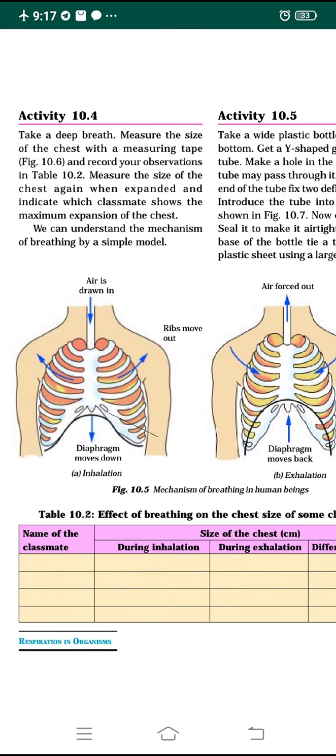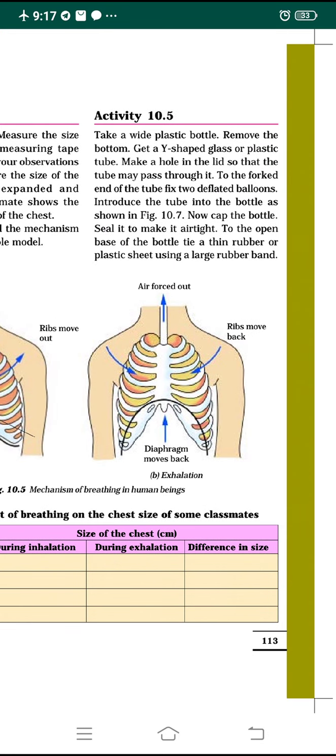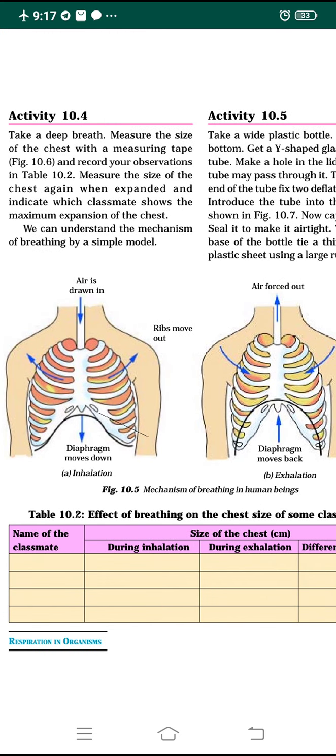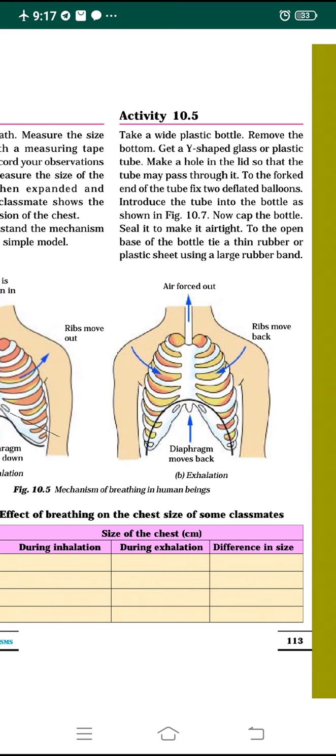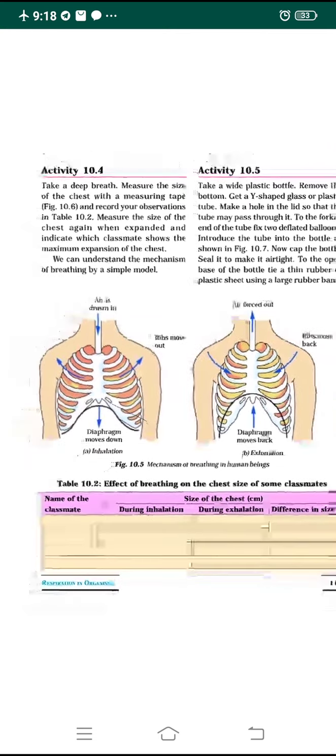As I explained, when we inhale, the air is drawn inside, the ribs move outwards and upwards, and the diaphragm moves down. Whereas during the exhalation process, the air is forced out. At that time the diaphragm, which was down, moves up, and the ribs come inwards back to their position. This is the mechanism of inhalation and exhalation, with the movement of the rib cage and diaphragm. This is the mechanism of breathing in human beings.